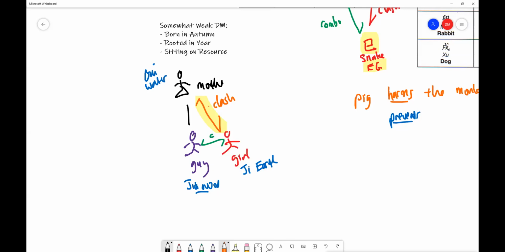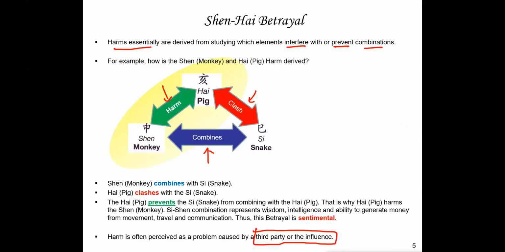Because if the combination doesn't take place, what has happened? The mother has harmed the girl. The mother has harmed the guy. So therefore, this is where harm is a third party. That means in this case, it is the mother. So it is the mother that is the problem to the combination. Therefore, the mother prevents the combination from taking place. And so the person felt harm.